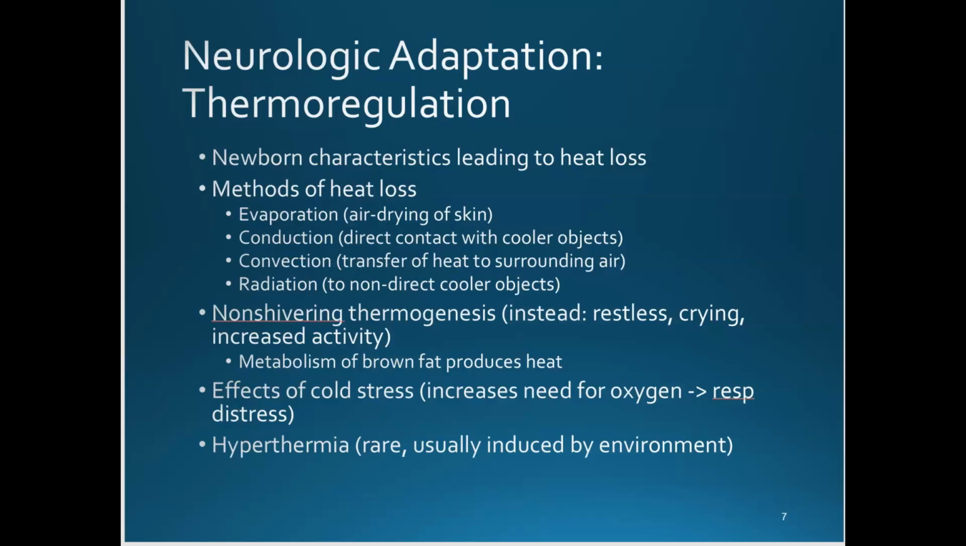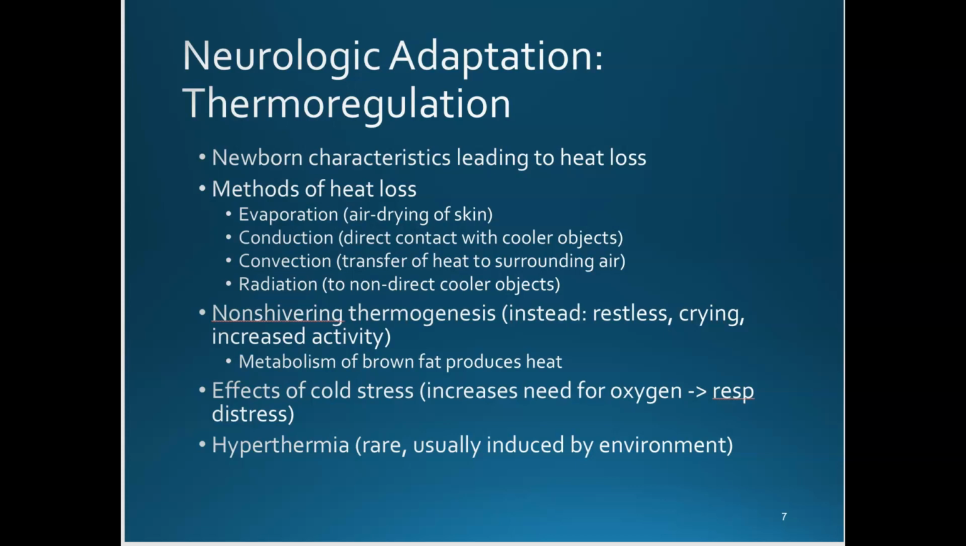We talk about thermoregulation. It can be a very severe problem for infants, but it's usually very easily mitigated. And I mean that in the way that we know what leads to heat loss in babies. Okay, we have 4 methods of heat loss: evaporation, conduction, convection, radiation. And it has a little description here.